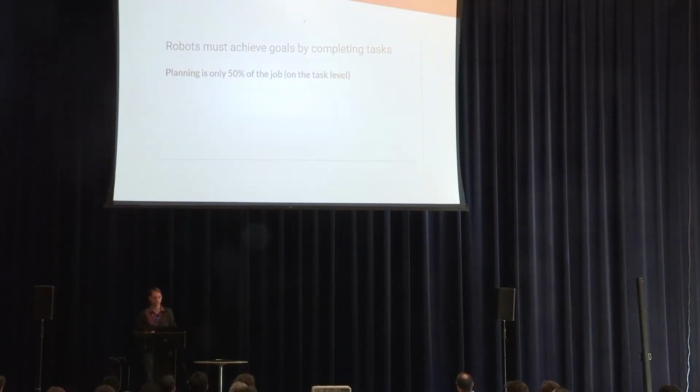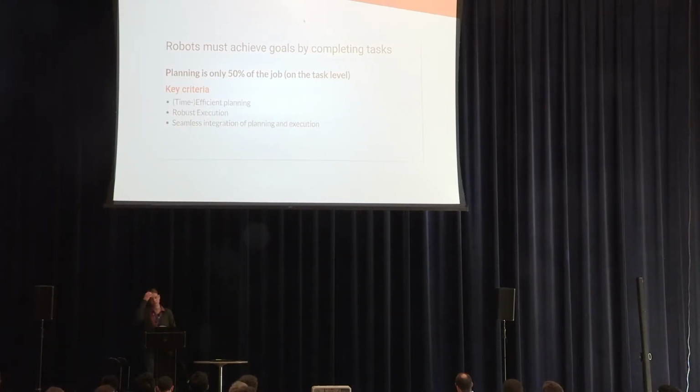So robots must achieve goals by completing tasks. That's kind of obvious, but planning is only 50% of the job. So it's a shift of gears from the two talks before, where we now focus more on what has to happen once we have the plan and want to execute it, and how we integrate this back with planning.